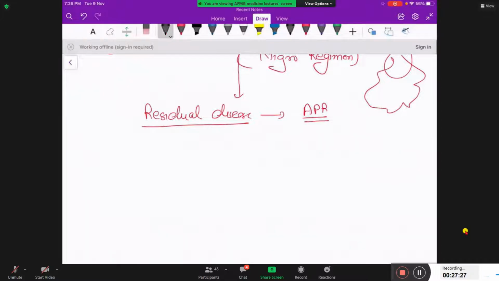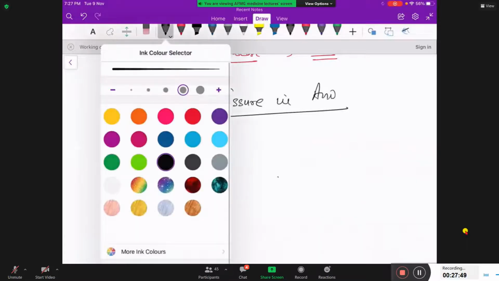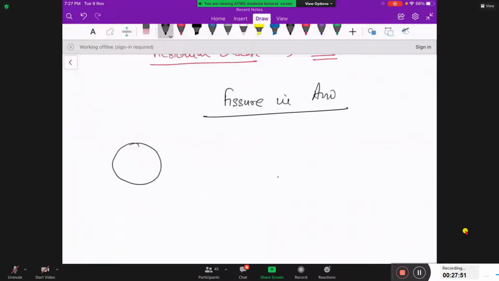Then comes fissure in ano. Now, don't confuse fistula in ano with fissure in ano. Please be careful. What happens in this condition is, because of a hard fecal matter, this condition happens. The most important predisposing factor for this condition is constipation.